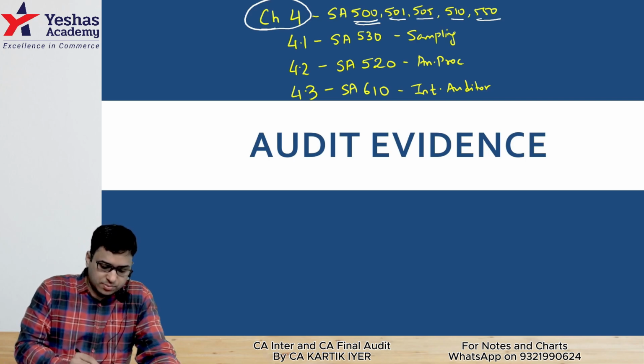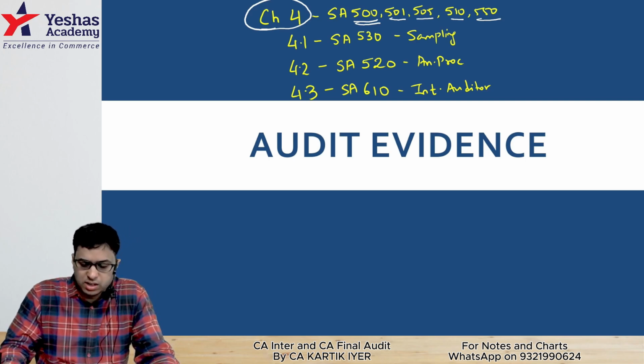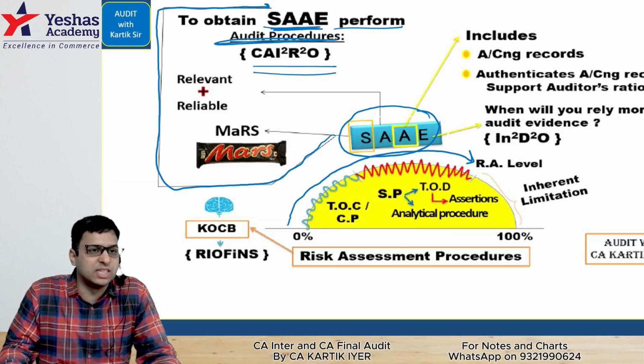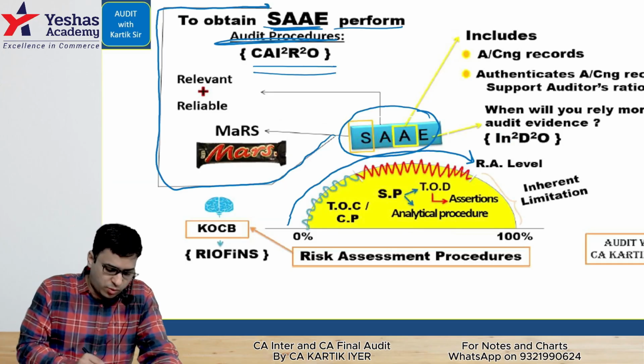Let's start with this part. We are now doing SA 500. Very, very simple. SA 500, we started with this diagram. Very, very simple. Let's go for it.